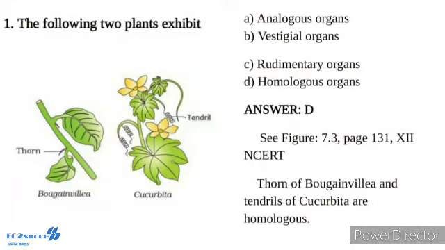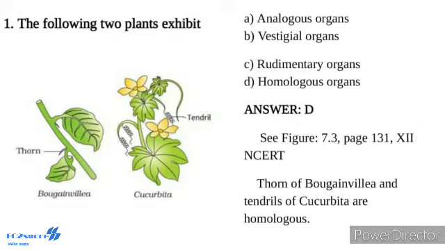NEET Biology diagram based practice question 8. Question number 1. The following two plants exhibit, as shown in the diagram, bougainvillea and cucurbita.